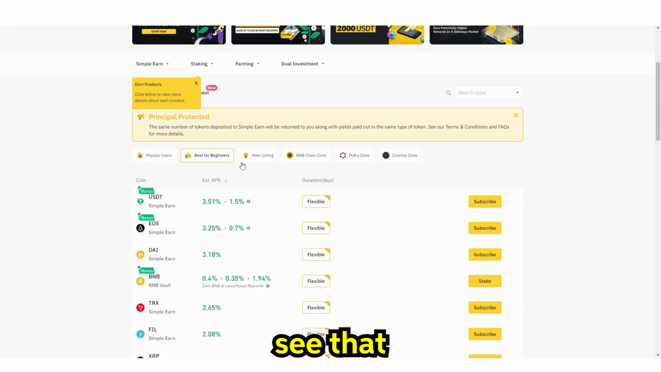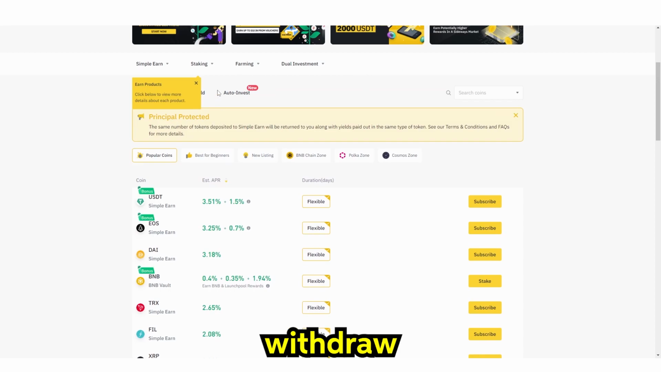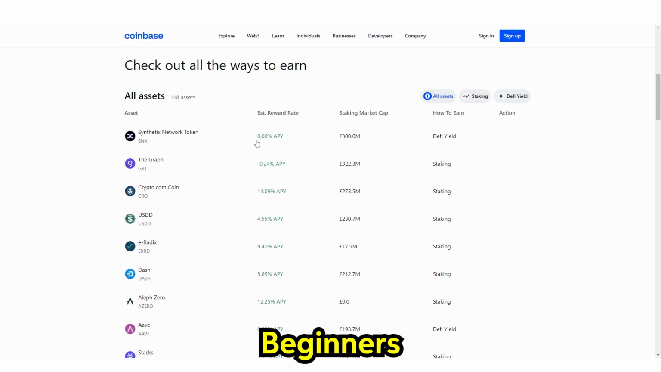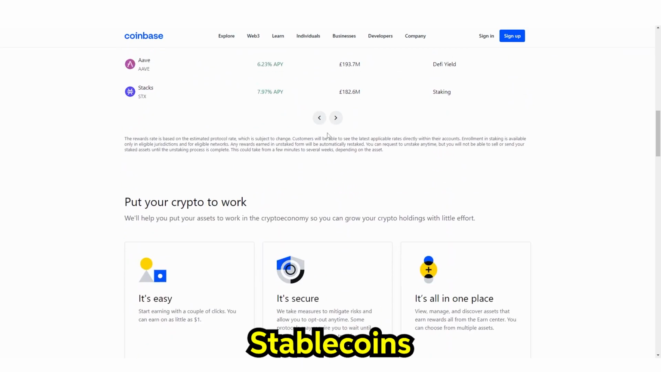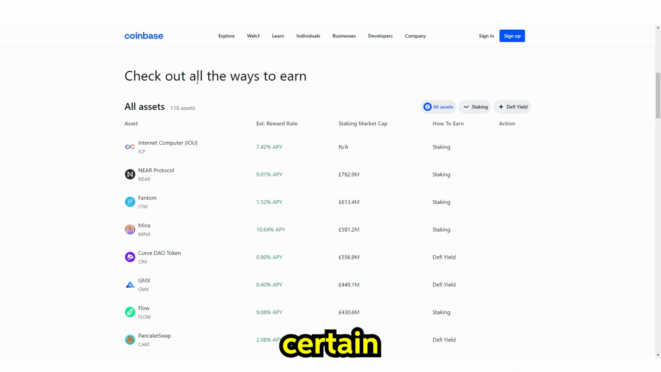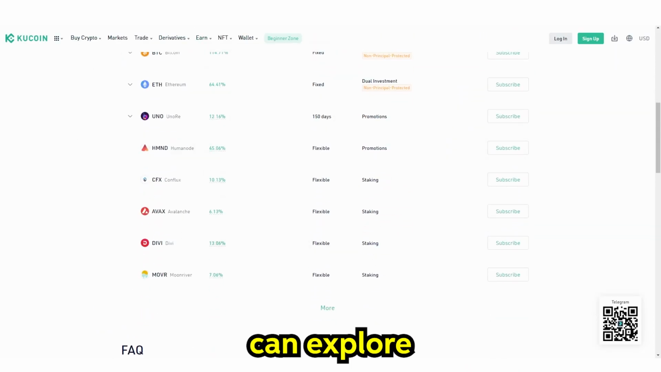Okay. And you can see that if you click best for beginners, these ones are going to be the flexible ones where you can literally just withdraw them at any time. So I would recommend Binance for beginners. I would also recommend Coinbase for beginners. And I would recommend just sticking to the stable coins, just to get a start. And if you know a coin, or if you're holding a certain coin, I would then recommend maybe going to somewhere like KuCoin, where you can explore a wider range.